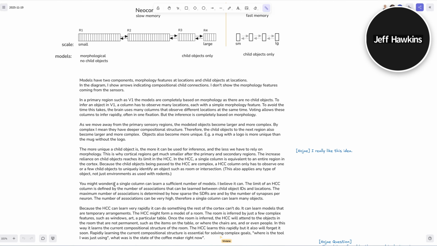I did bring this question here about whether a single column is sufficient to learn the number of models we needed to learn. This morning I was walking through numbers on this, and I think so. I can give you how I got those numbers if you're interested. You can do a back-of-the-napkin calculation about how many things a single column can learn. But it can learn a lot.